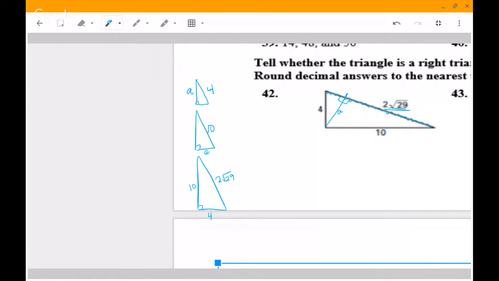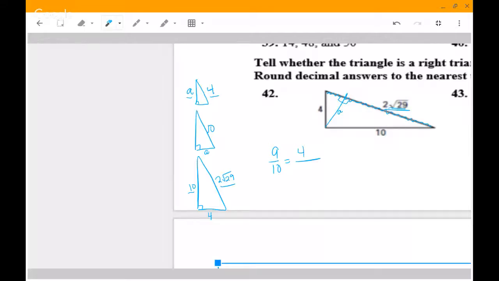All right, so the small one. So you have this, and we're going to compare it with the largest triangle because the 10 and the A correspond, and the 4 and the 2 root 29 correspond. So your proportion would be what? Would it be A over 10 equals 4 over 2 root 29? Yes.